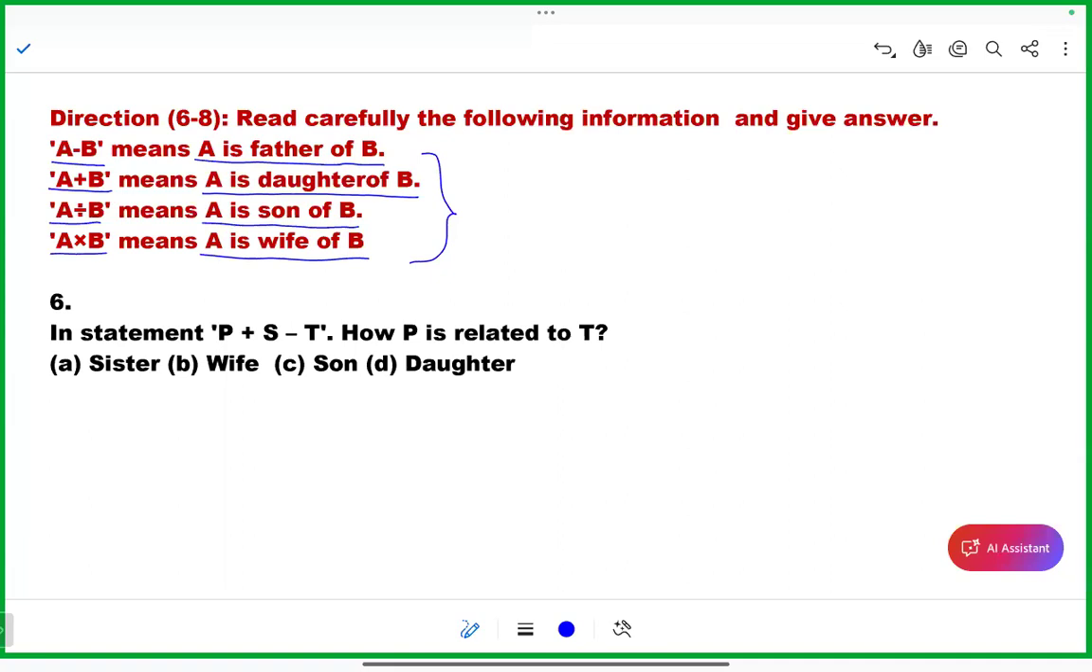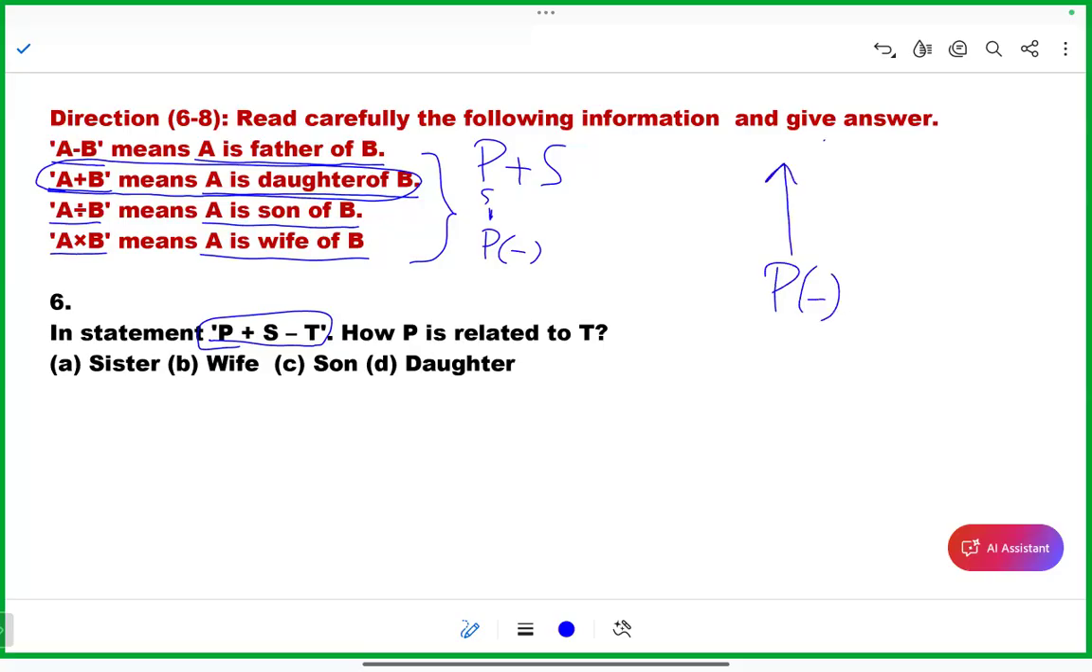For example, in the statement P plus S minus T. So P plus S. Let's first check P plus S. What is the meaning of P plus S? A plus B means A is the daughter of B, so P plus S means P is the daughter of S. So from the first statement, P plus S, we get P is the daughter of S.